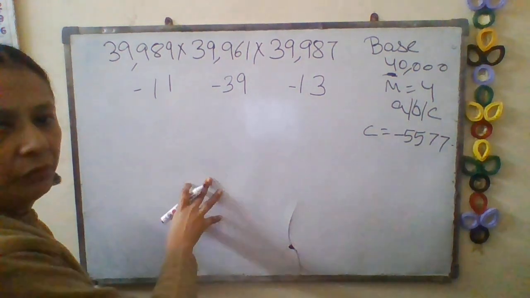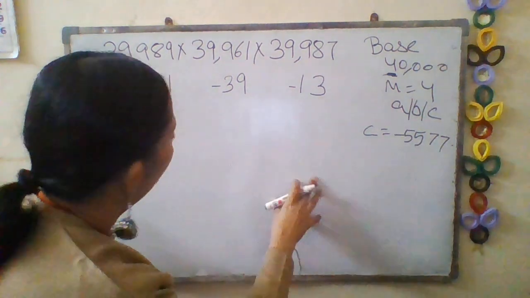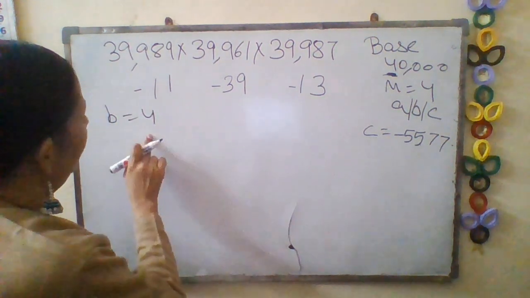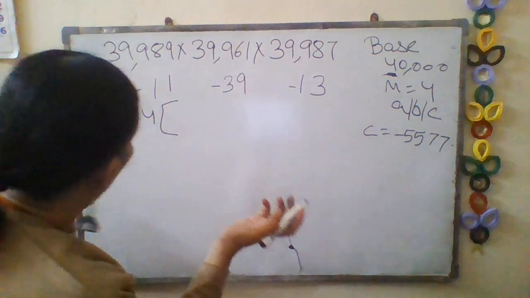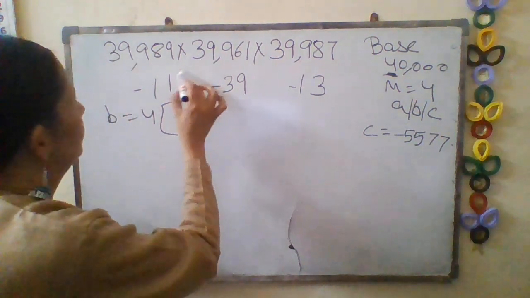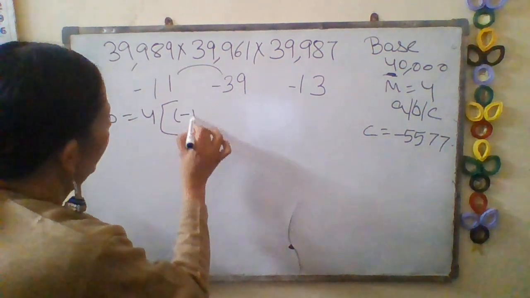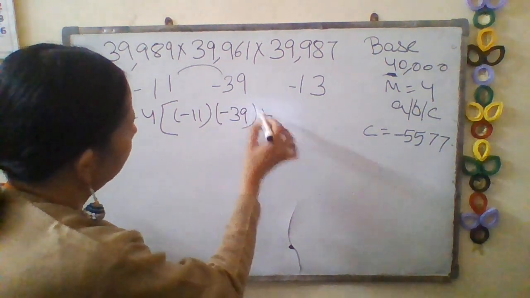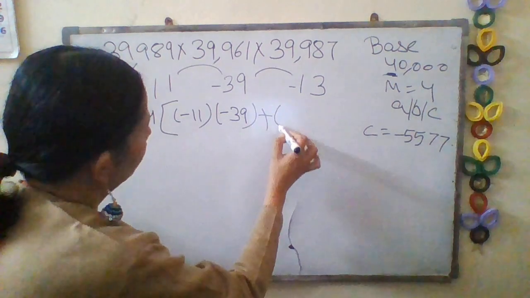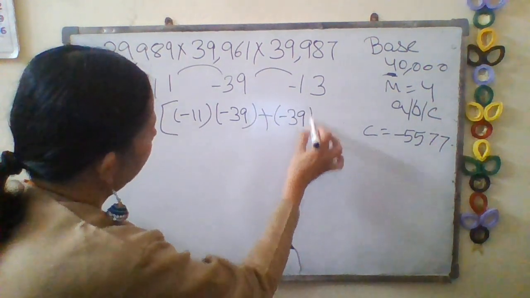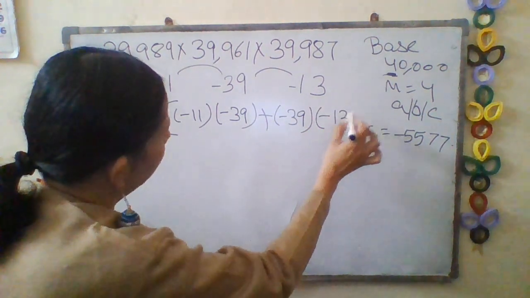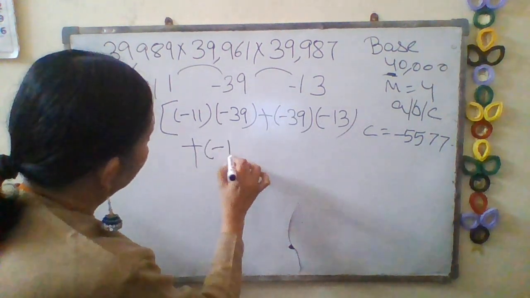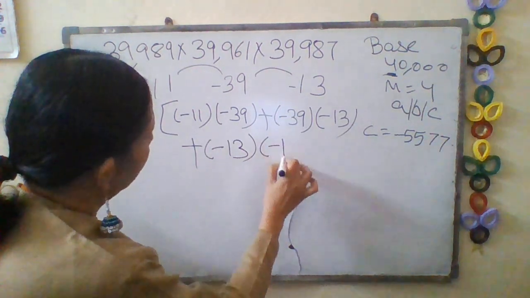Now you have to find out the value of B. So to find out the value of B, write down the multiplier here. Okay. Now you have to multiply two terms. What are the first two terms? Minus 11 into minus 39 plus, what are the next two terms? Minus 39 into minus 13 plus, what are the next two terms? This minus 13 with this minus 11.